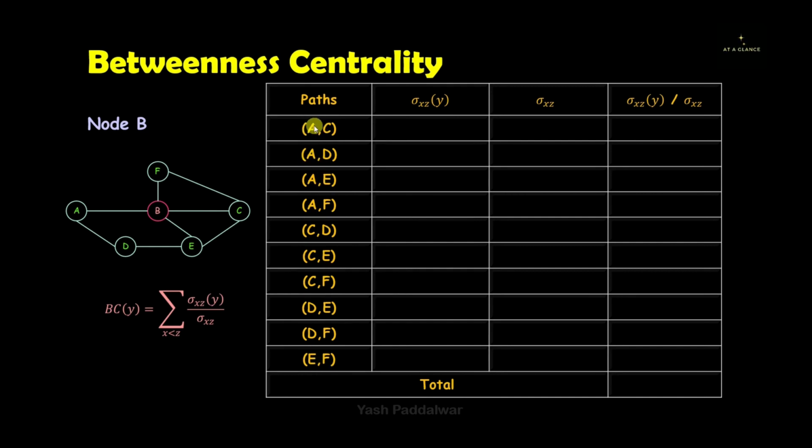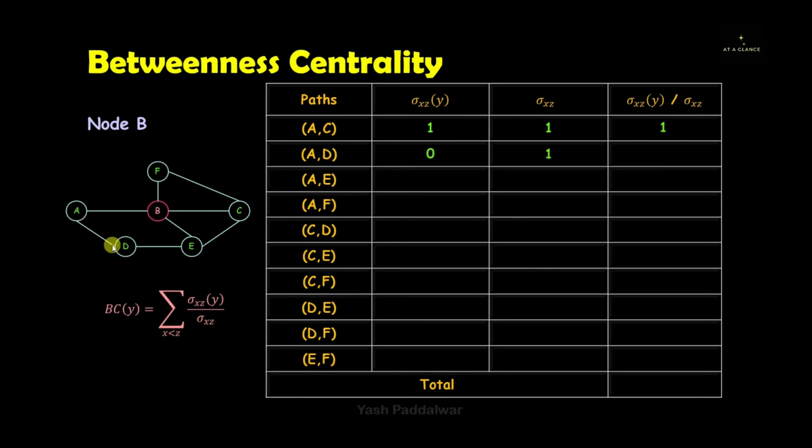Now we'll have to calculate for AC. So for reaching from A to C, we have only one single shortest path, which is ABC. Hence in place of sigma xz, we need to write 1. Now in this possible shortest path, we have the node B also. So therefore we'll write 1 in place of sigma xz of y. 1 divided by 1 gives us 1. So the betweenness centrality of the path AC with respect to the node B is 1.